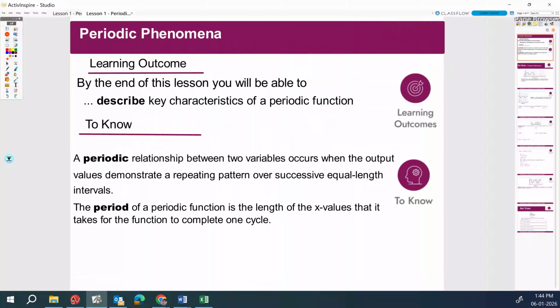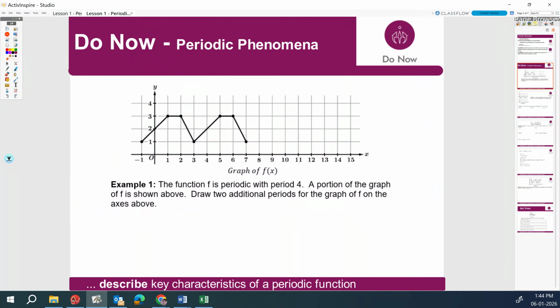Alright, so today we're looking at periodic phenomena, and we're looking at describing the characteristics of a periodic function, which is a function that repeats itself. Here we see an example of a periodic function, and what we need to do is to add 2 additional periods. So in this periodic function, we're told that the period is equal to 4. That means the function will repeat itself every 4.